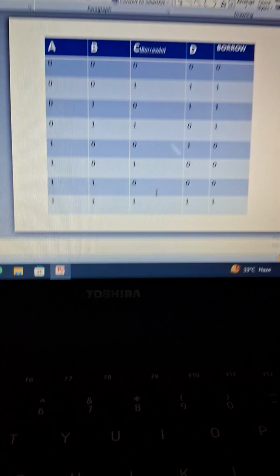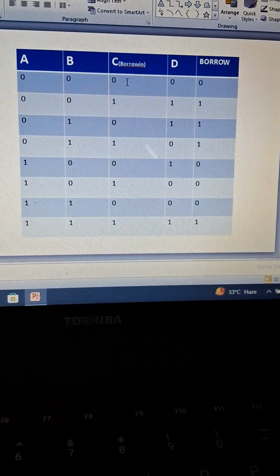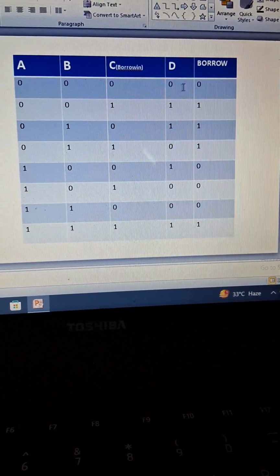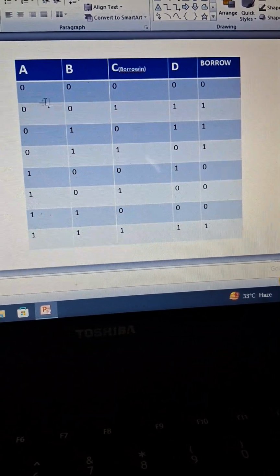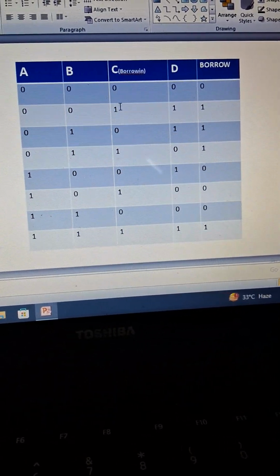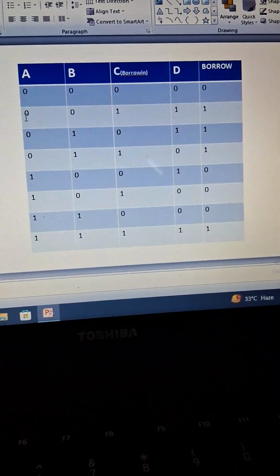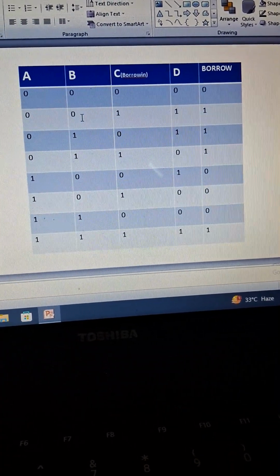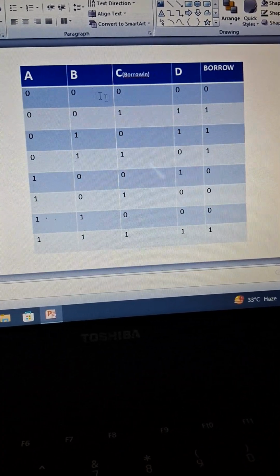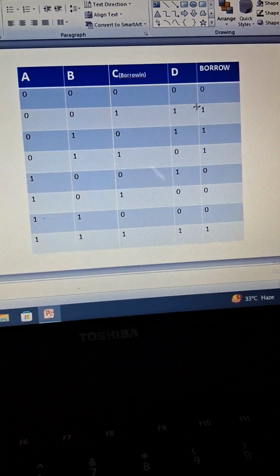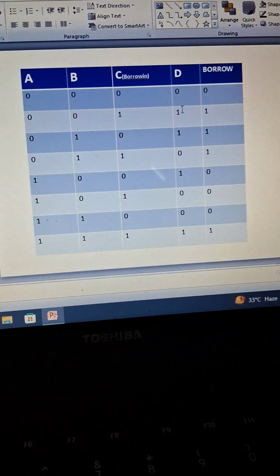So in the first case, when both inputs are 0 and the borrow in is 0, the difference is 0 and there is no need of borrow. Now when the borrow in is 1 and both the inputs are 0, the difference of these two is 0, then from this 0, when 1 is subtracted, there is a need of 1 borrow, and the difference is calculated as 1.